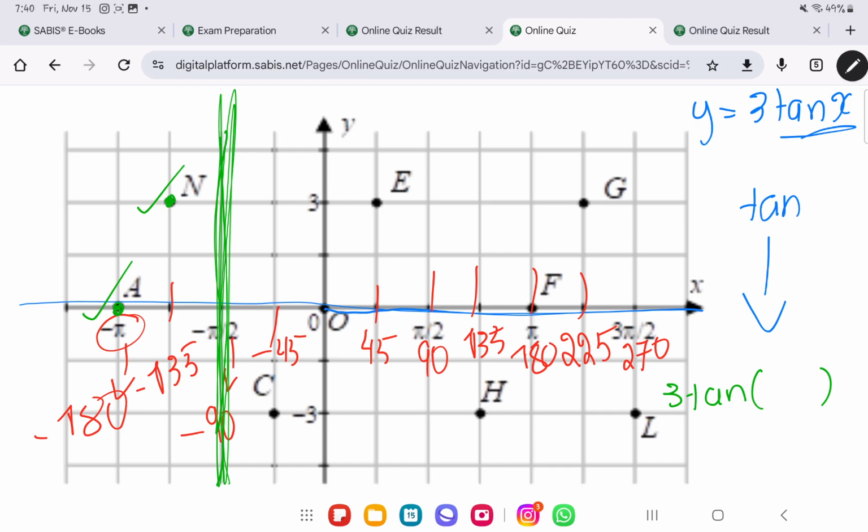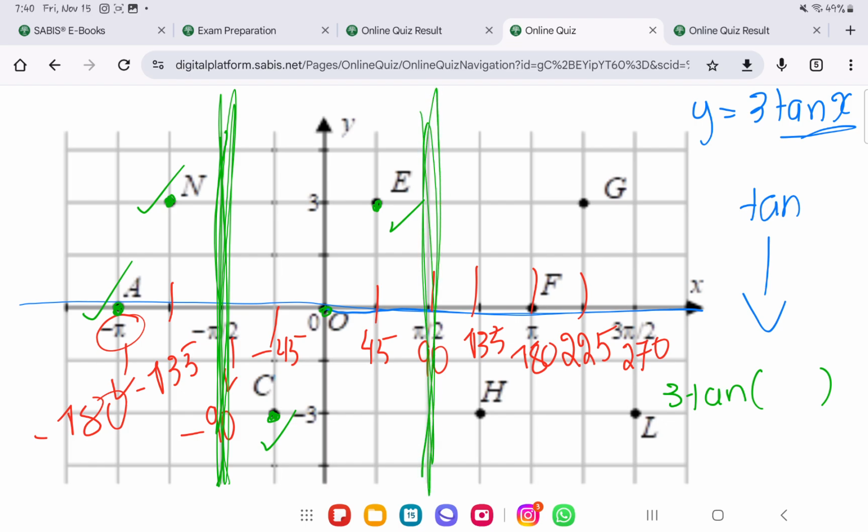Then if we proceed to minus 45, we're gonna have 3 tan negative 45. We are gonna get minus 3, so it's in the correct position. Then 3 tangent 0 is 0. Then 3 tangent 45 is 3. Is it in the correct position? Yes. Then 3 tangent 90 again is error. That means this is our asymptote over here.